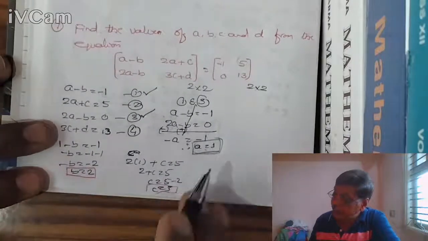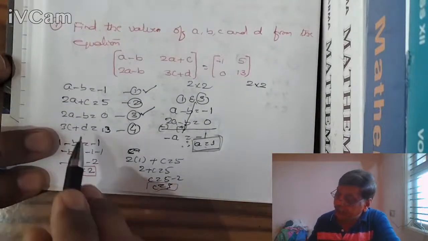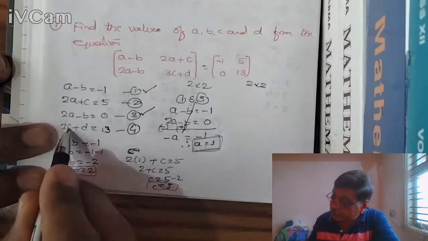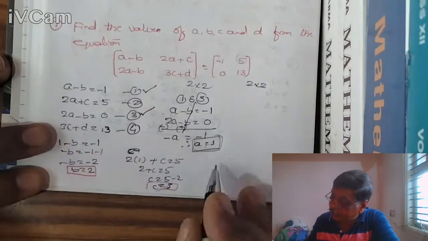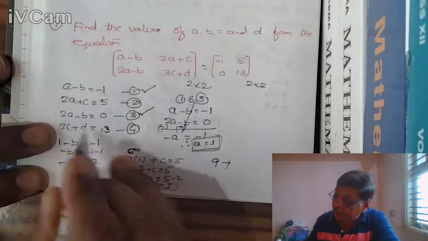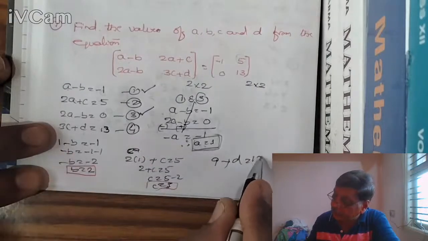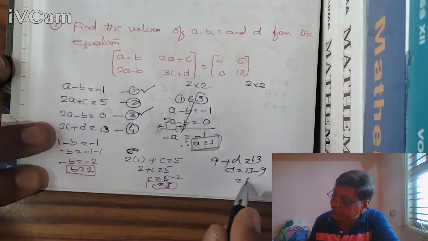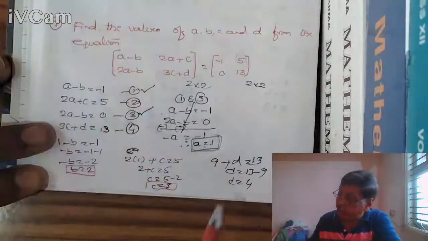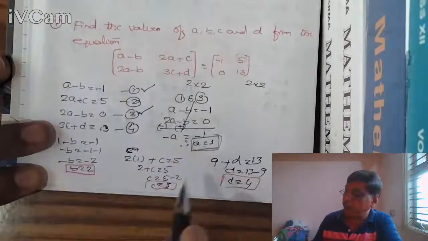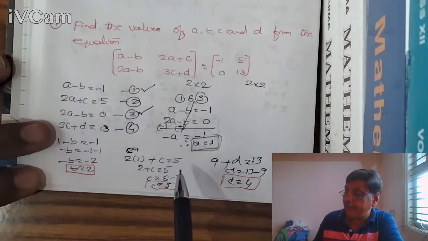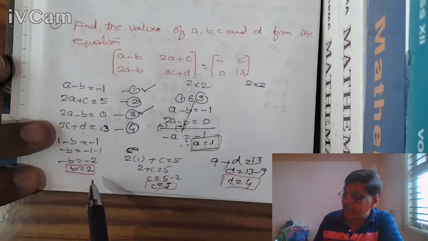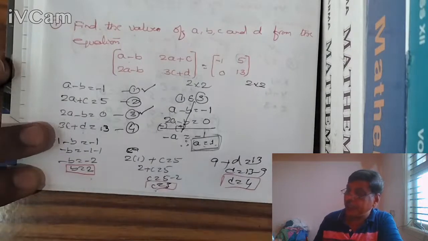Okay. You put c equals 3 in equation number 4. 3 into 3 gives 9, plus you write d as it is, equals 13. Therefore d is equal to 13 minus 9 equals 4. Therefore d is equal to 4. So thus we solved for a, b, c, d. Okay, a is 1, b equals 2, c equals 3, d equals 4. So it completes question number 7.